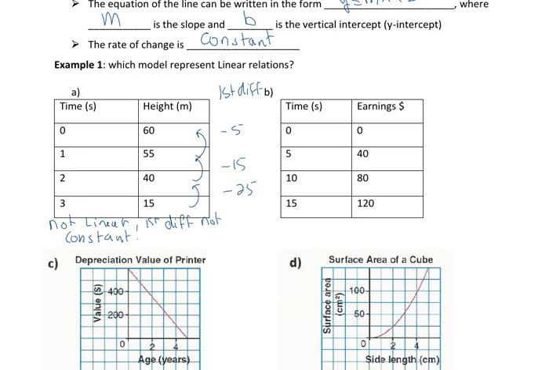How about the second one? If I do 40 take away 0, that's gonna be 40. 80 take away 40, so that's 40. And then 120 take away 80, that's also 40. So what can you tell me about the second one? Constant, that means it is linear. Because, you have to be very specific, because the first difference is constant.